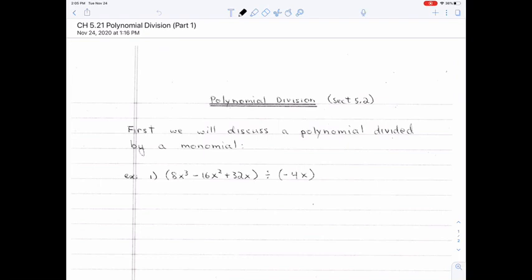What about the addition, subtraction, and multiplication? We've already done that back in chapter 4, where we added polynomials, we subtracted polynomials, we multiplied them by using the distributive property. The only thing we hadn't done is division, so that's what we're going to deal with today.